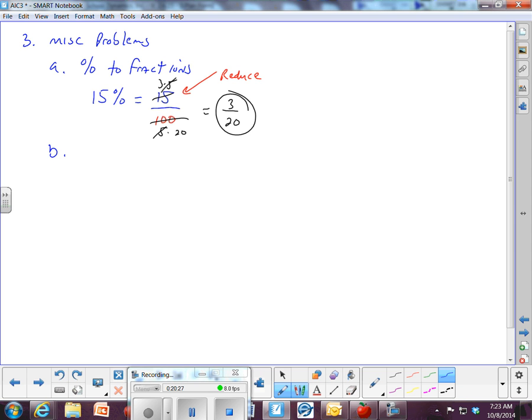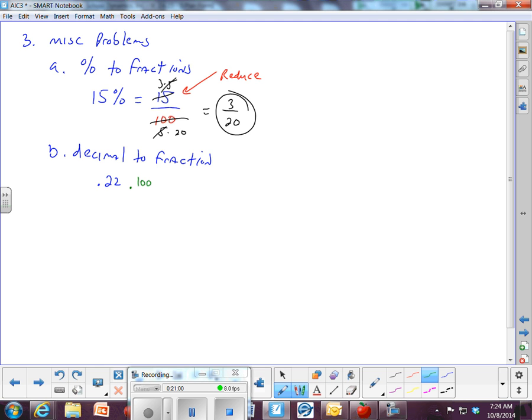All right, how about decimal to fraction? Let's suppose we had something like 0.22, and you have to change that to a fraction. Well, what you need to do is get rid of the decimals. That 0.22 is 2 decimal places. You need to multiply it by 100. That's going to get rid of that decimal.